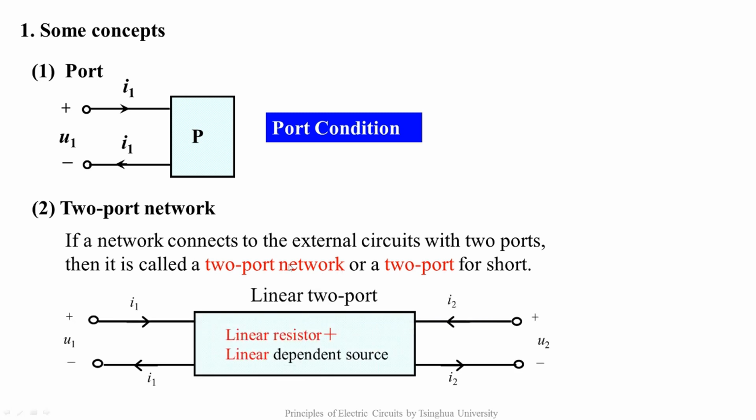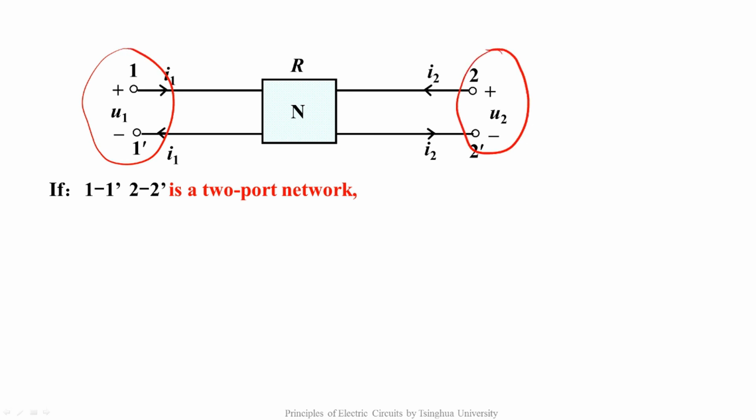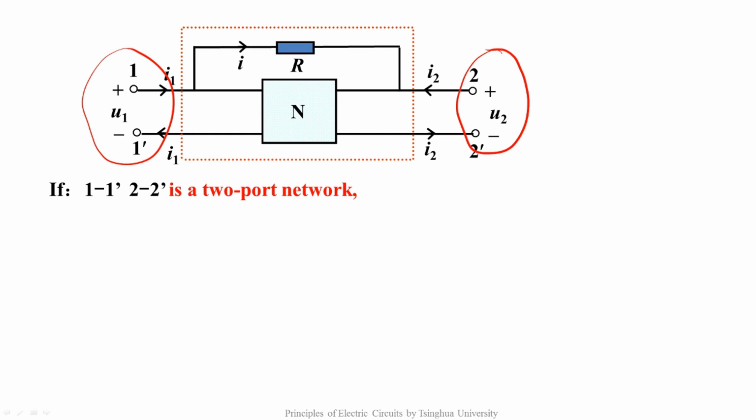In our course, we only discuss a linear two-port, which means that there are only linear resistors and linear dependent sources instead of independent sources in the network. Now we suppose that this is a two-port network N, which is connected to the external circuit through port 1 and port 2. If a new branch of a resistor R is connected between port 1 and port 2, do you think N is still a two-port network?